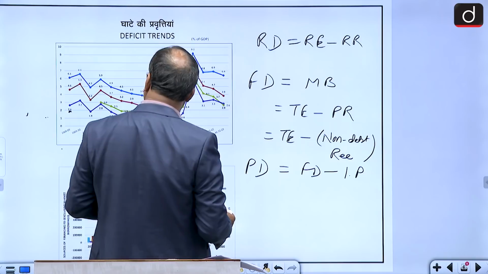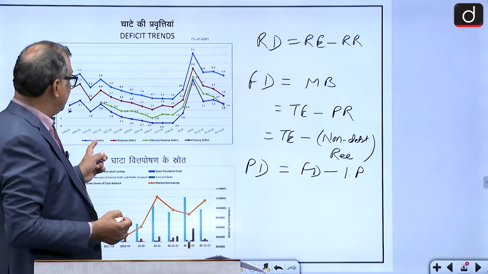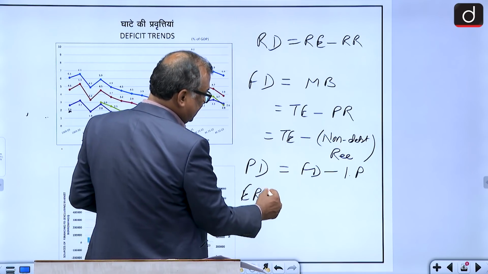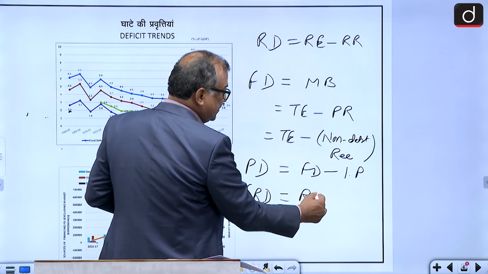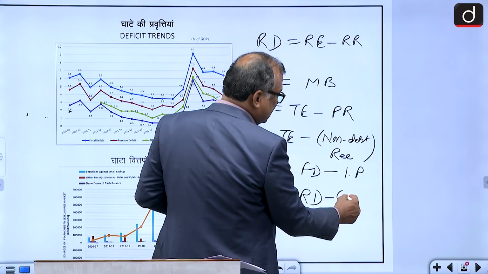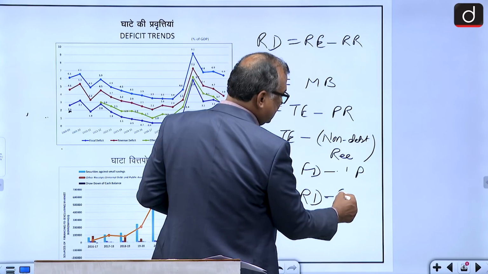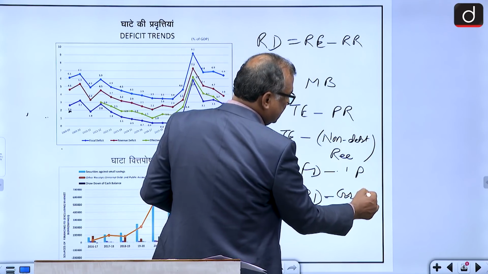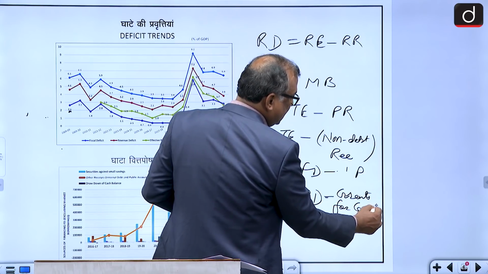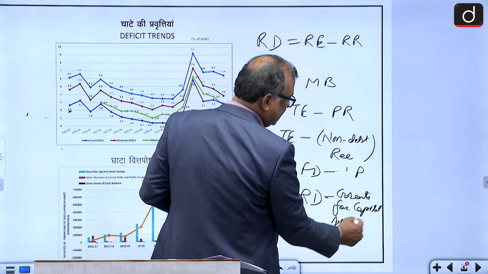And there is a new concept introduced in 2009, and the trend chart is given from 2011, that is called effective revenue deficit. Effective revenue deficit is revenue deficit minus grants for capital asset creation.